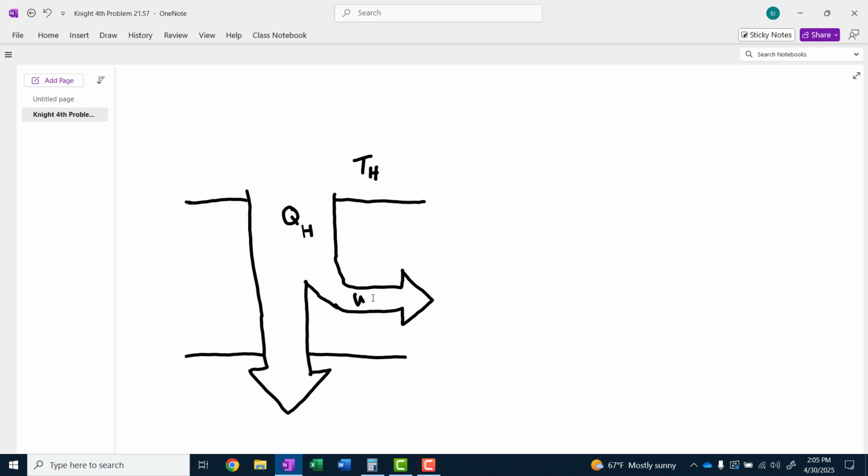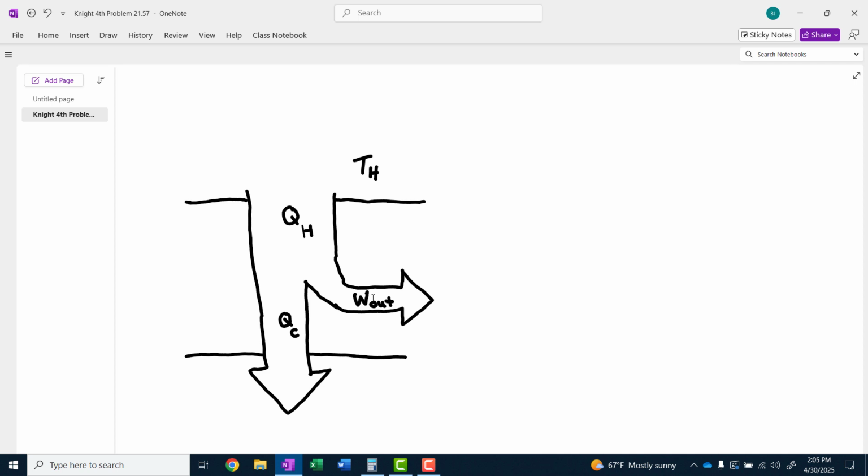Your book calls this various things. I'll call it work out. Sometimes your solutions manual calls it work per cycle. This is the total work done for the entire cycle. And we're going to have to compute that as the sum of various individual works, some of them positive, some of them negative. So this is what we call QC. It's also important to remember QC is always a positive number.